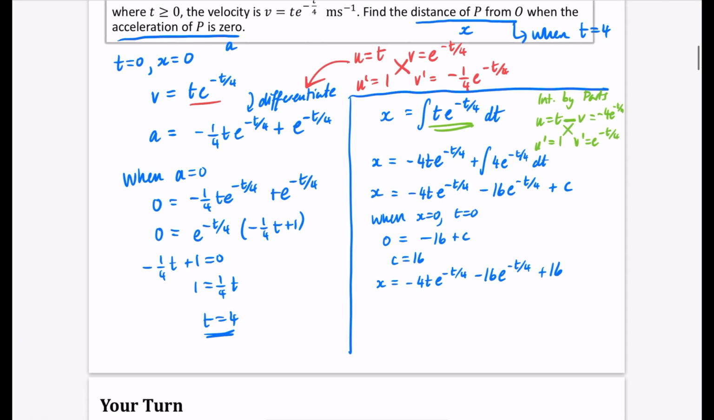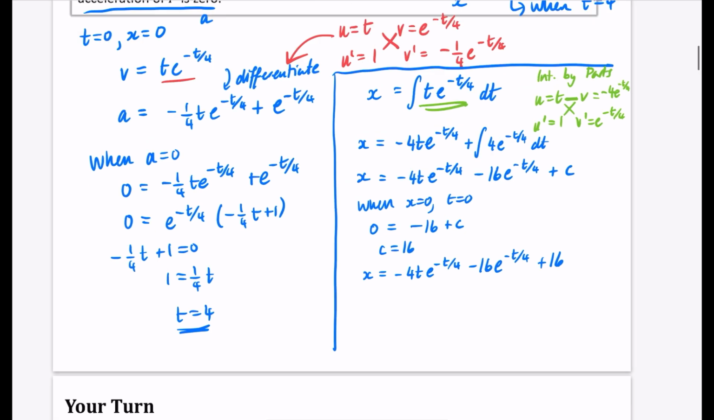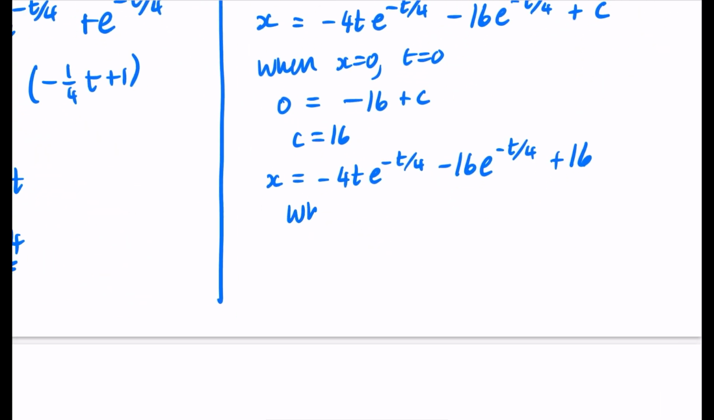Now we need to remember what the question actually said. We want to find the distance of P from O. We want to find out what x is when t is equal to 4. So when t is equal to 4, x is equal to minus 4 times 4, that's minus 16, e to the minus 4 over 4, which is minus 1, minus 16 e to the minus 1, plus 16, like we've got like this, okay? So all we need to do is do a little bit of factorizing.